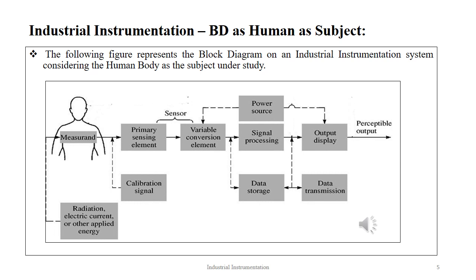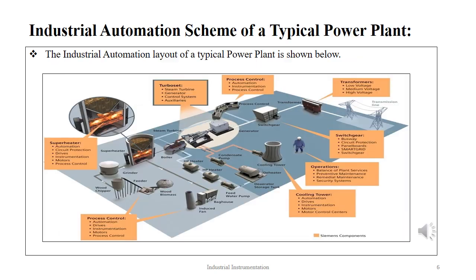Considering biomedical instrumentation as part of industrial instrumentation, the measurement is nothing but human. Then we have the sensor block, which has two parts: primary sensing element or purely sensors, and the variable conversion element or transduction elements. The next block is the signal conditioning block, which has three parts: power source, signal processing, and data storage. And finally we have the output or the display unit. For telemetry and other purposes we have data transmission. The stimulus that is put in the human body to carry out the specific measurements are radiation, electrical current, or any other form of energy.